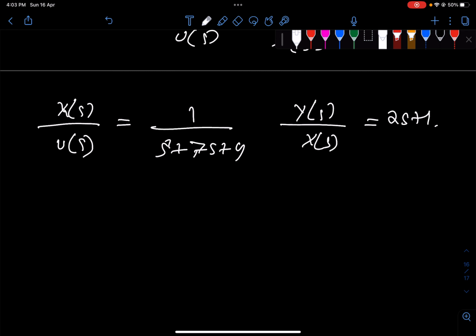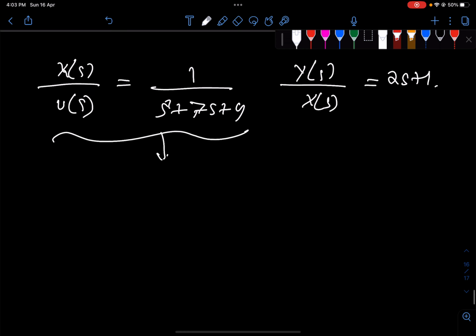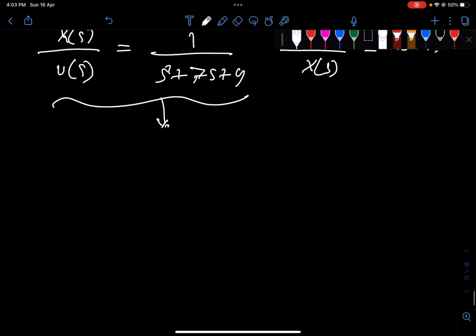How to solve this one? And this is the transfer function we are given. So how to arrive at the state space? That's our question. We can solve this easily because we have solved many other cases like this one.